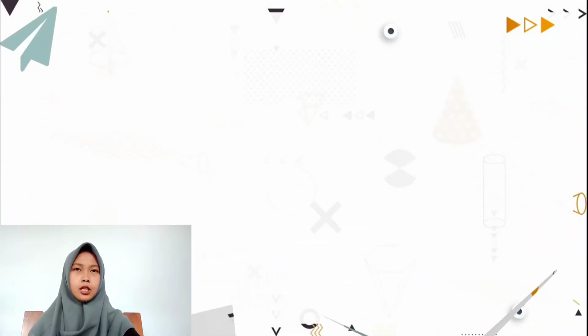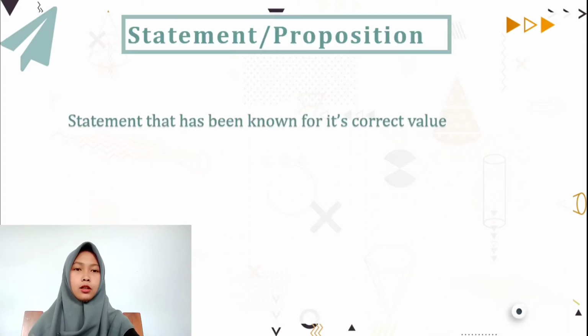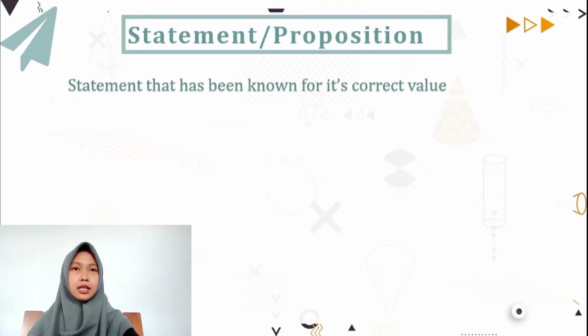And then we will discuss statements or propositions. A statement or proposition is a sentence whose truth value is known. It can be a true statement or a false statement.